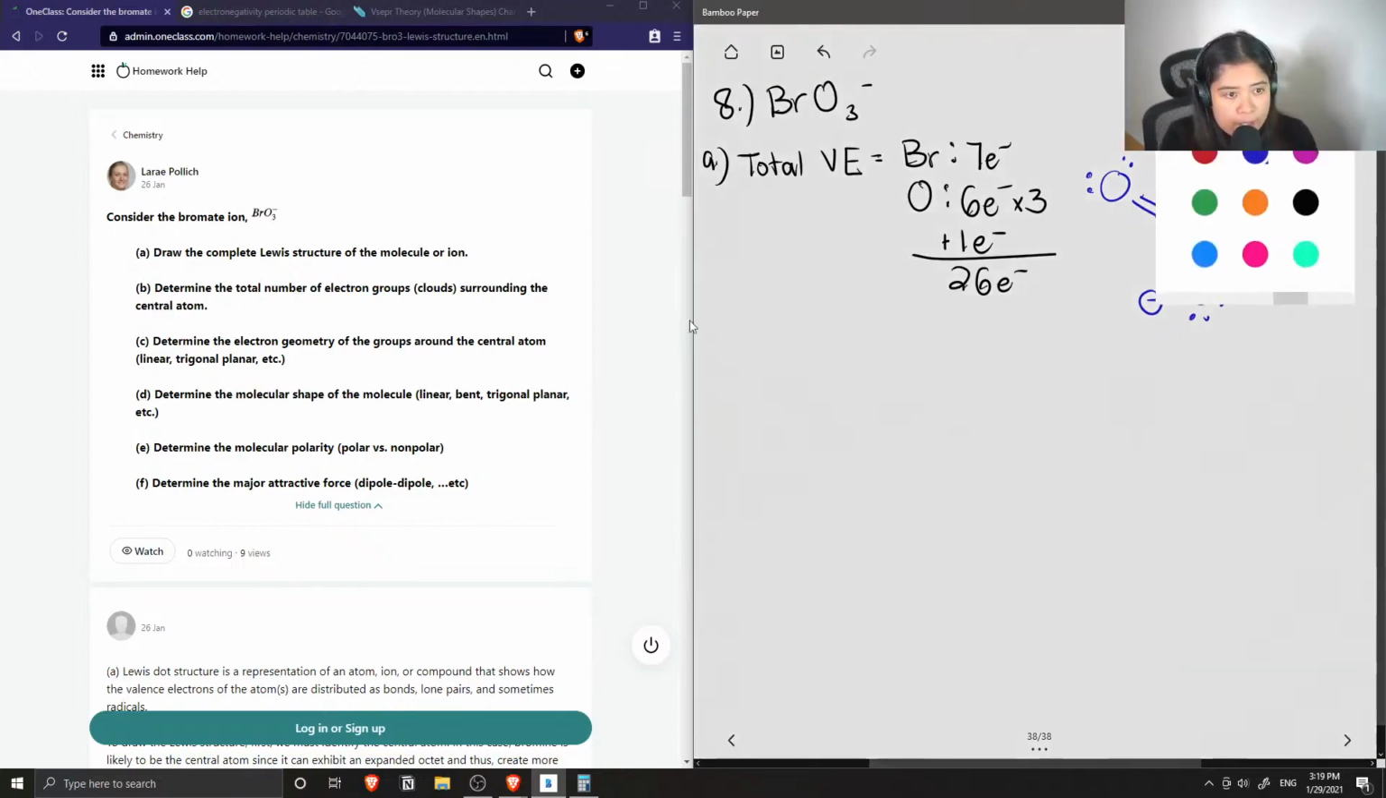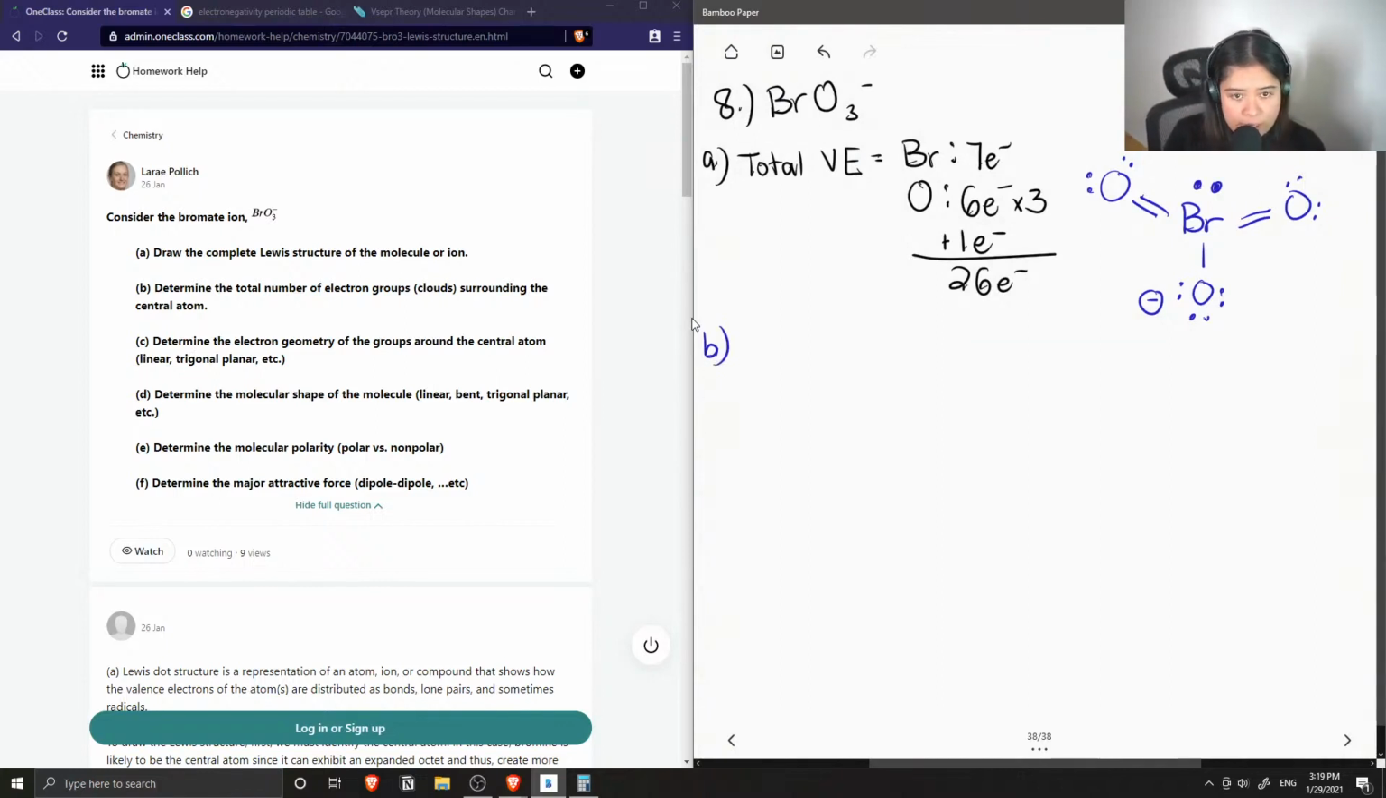And for part B, we need to determine the total number of electron groups or clouds surrounding the central atom. So we have 1 lone pair and 3 bonded atoms. So therefore we have 4 electron groups, which can also be called charge clouds.